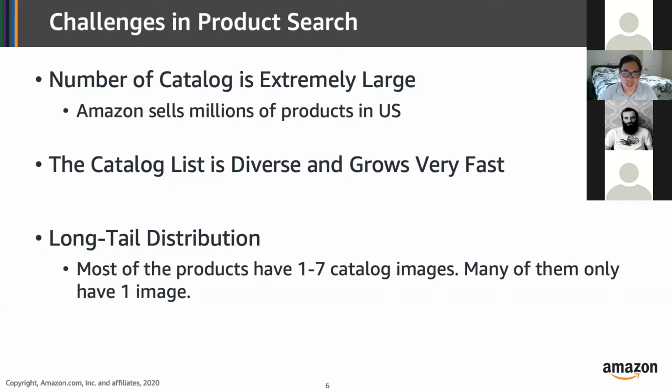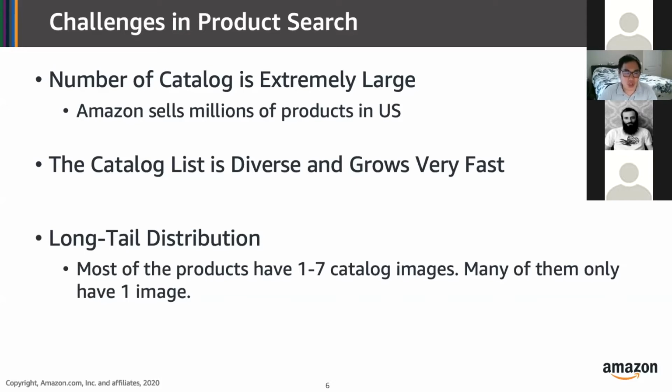Amazon is basically selling almost everything you want, from jewelry to grocery, from furniture to clothes, covering almost everything. And the whole catalog list is changing every day, with new products added and old products deleted every day. So this is very different from the conventional classification problem.